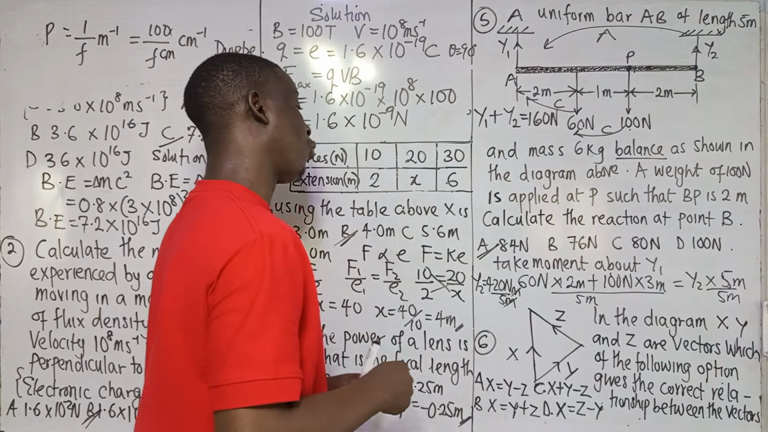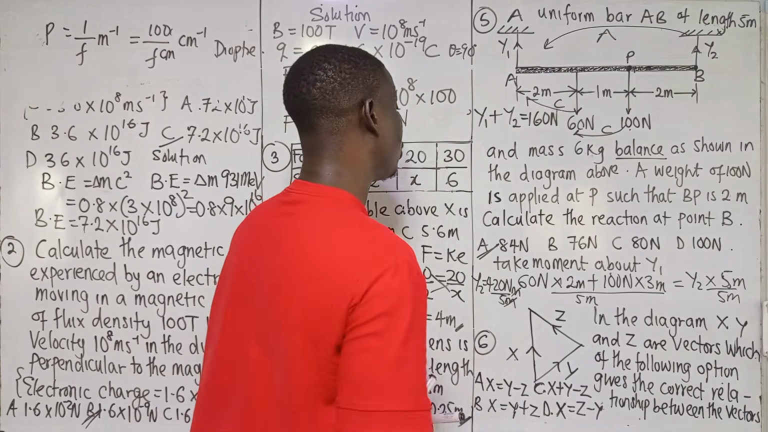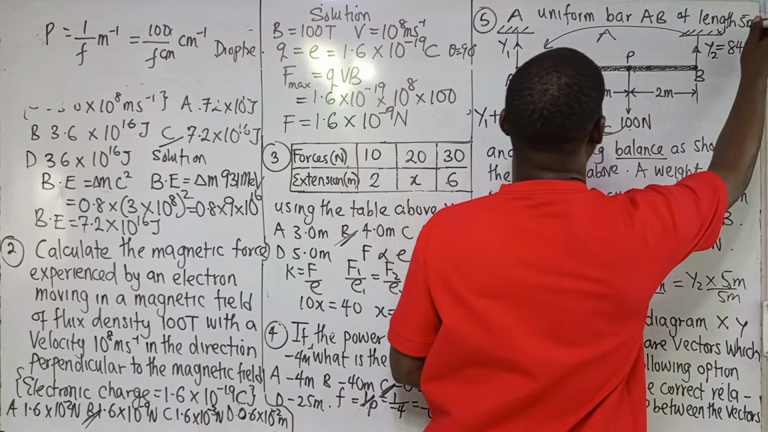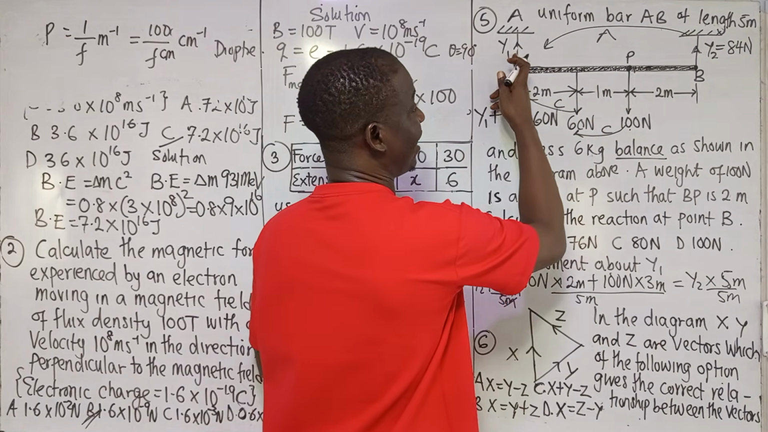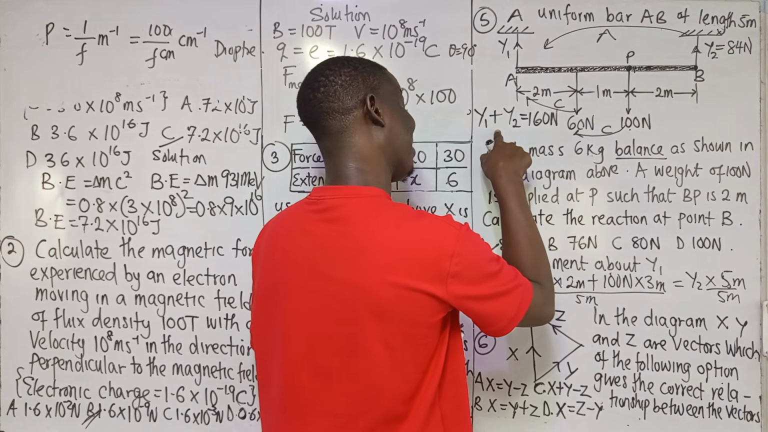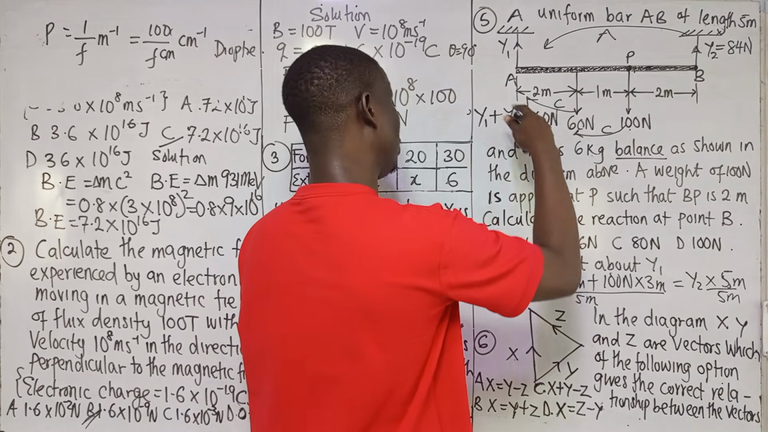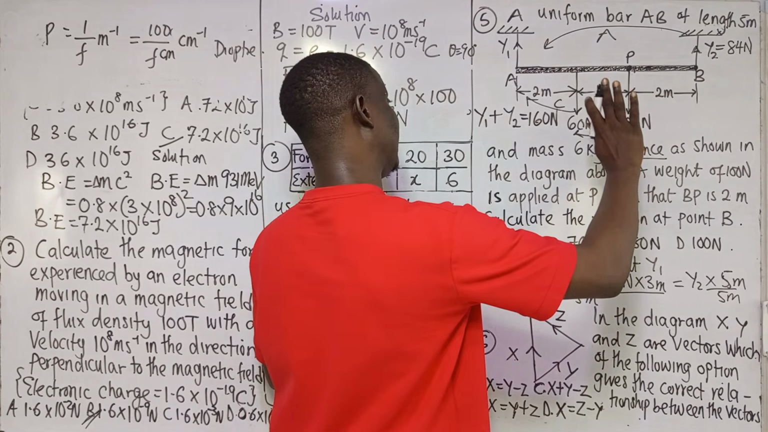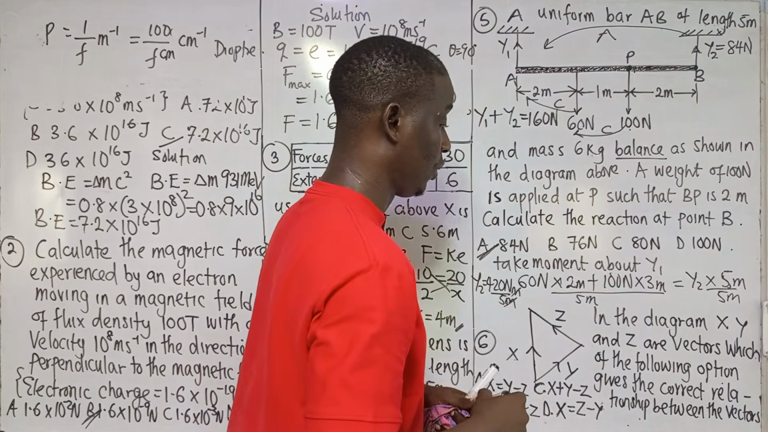So the reaction that will be acting here is 84 Newton. But funny enough, you can still calculate Y1 using this formula. You don't need to go over again and take moment about this point. But we are focused on the question given to us. So the answer is A.